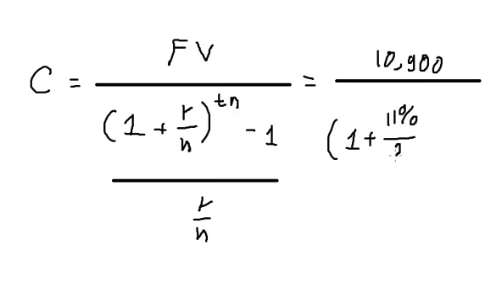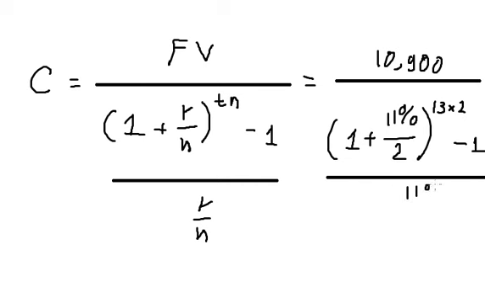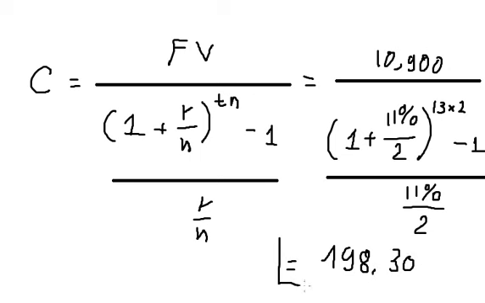So we put number 2 in here. T, we have 13 years. We put 13 multiplied by 2, minus 1. Then we divide by 11% over 2. So we calculate this one, and we got 198.30. And this is the final answer we need to find.